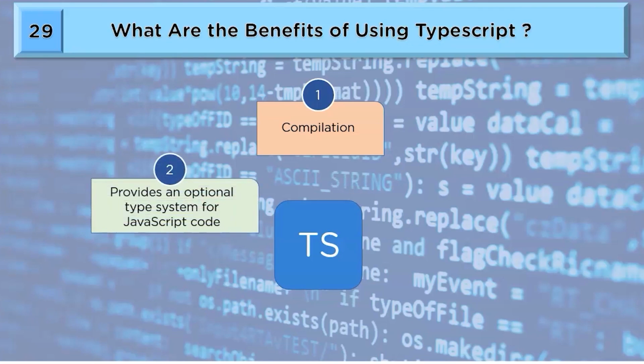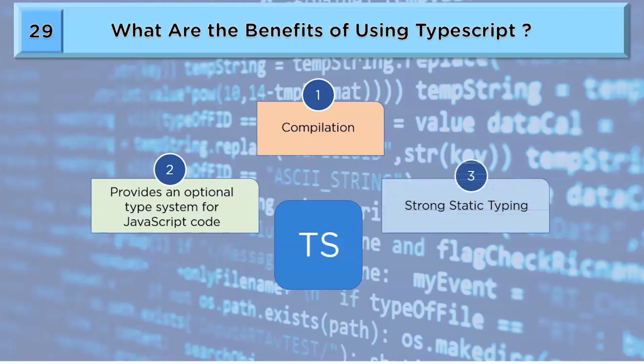The next benefit is it provides an optional type system for JavaScript code. When a client doesn't have a value for a parameter, he can pass null. Optional arguments are a feature of TypeScript. You can declare some optional arguments in the function by utilizing optional parameter features, so the client does not need to supply a value to optional parameters.